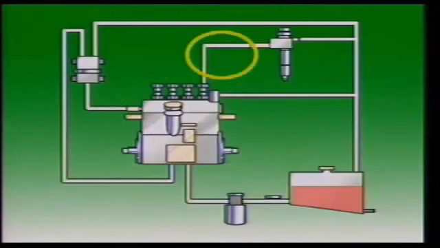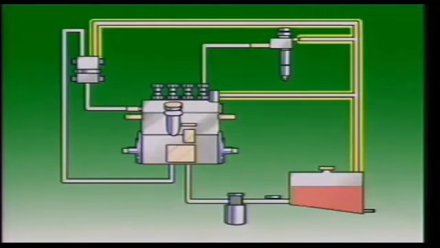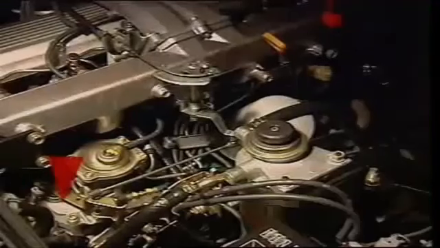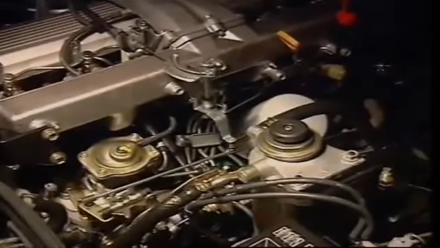injector pipes between the injection pump and the injectors, injectors, one for each cylinder, to spray fuel into the combustion chambers, overflow and leak-off pipes to return excess fuel from the injection pump and injectors to the tank, a governor to control engine speed, and a control lever on the governor connected to the driver's accelerator.